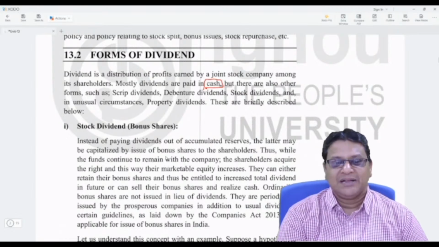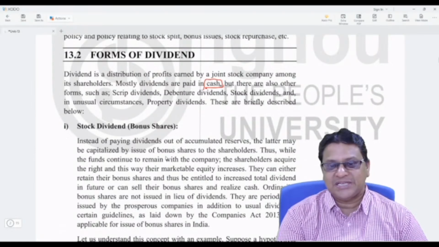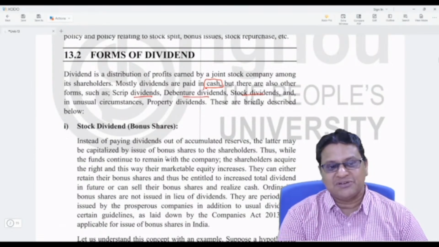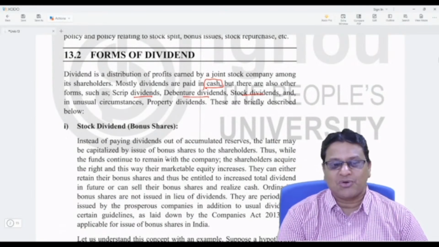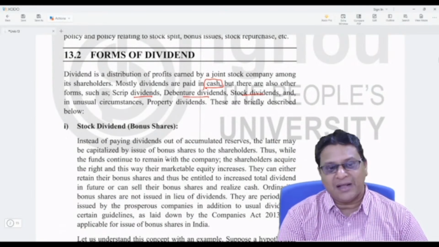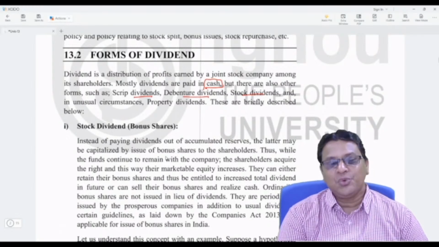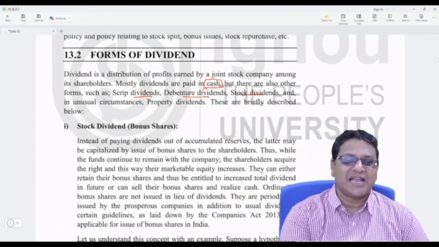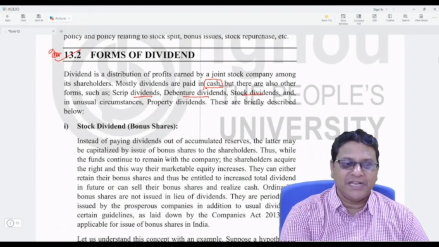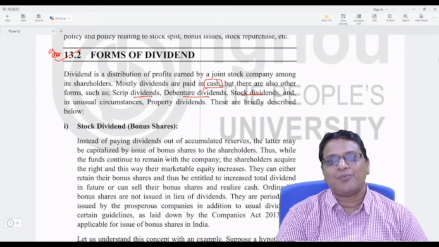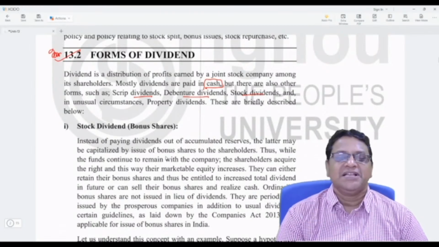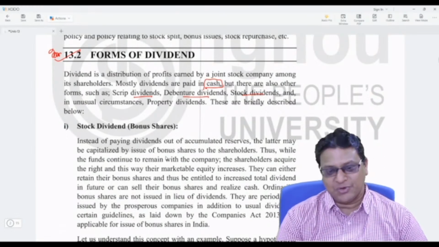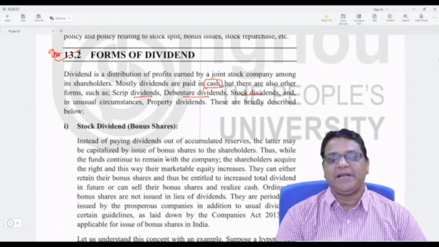Those ways are stock dividend, scrip dividend, debenture dividend, stock split, and buyback of shares. We will discuss one by one what are the other ways in which dividends can be paid. But most of the companies pay their dividend in the form of cash. So cash dividend is the most important form. But there are certain other ways in which dividend can be paid.